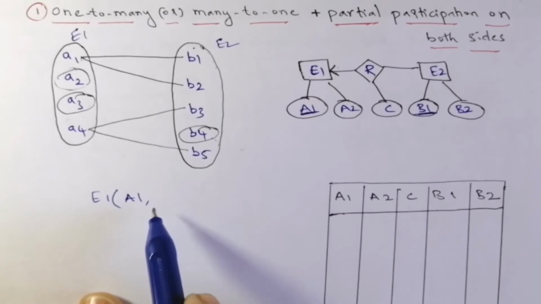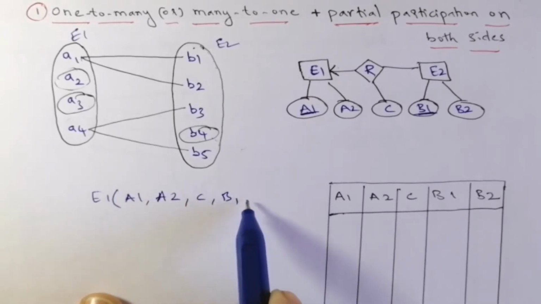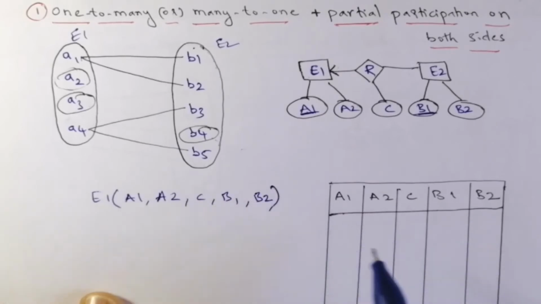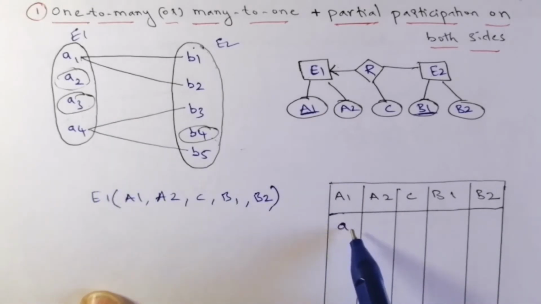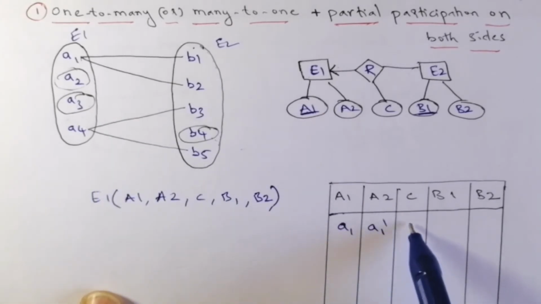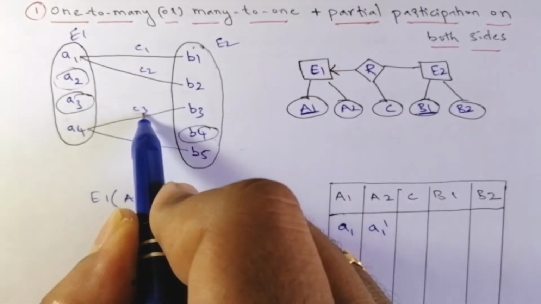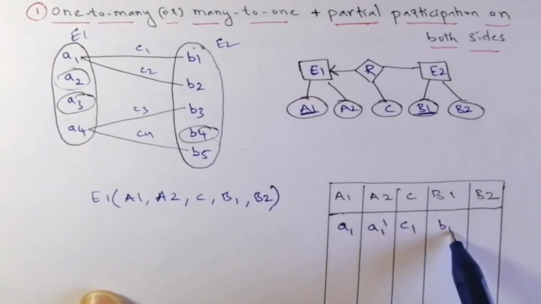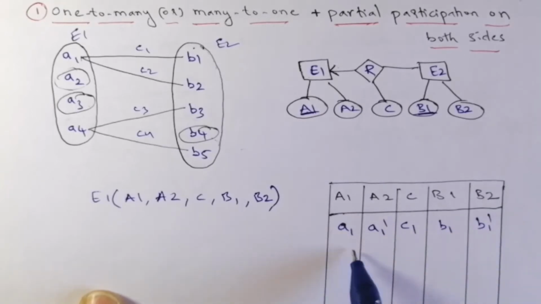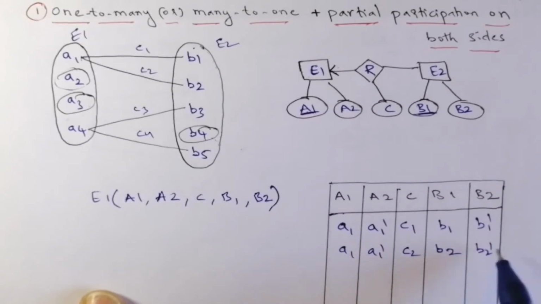So the single relation is E: A1, A2, C, B1 and B2. Let us check for it. So this is a case. If we take those relationships, A1 A1 dash, I can name it as C1 C2 C3 C4, right? So C1 and B1 B1 dash, right? Next is A1 A1 dash, C2, B2 and B2 dash.